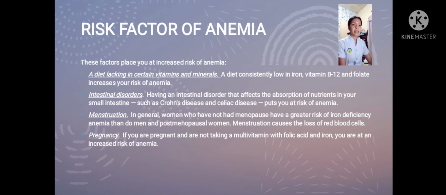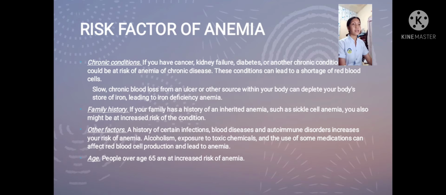The next is pregnancy. If you are pregnant and not taking a multivitamin with folic acid and iron, you are at an increased risk of anemia. The next is chronic conditions. If you have cancer, kidney failure, diabetes, or any chronic condition, you could be at risk of anemia of chronic disease. This condition can lead to a shortage of red blood cells. Slow, chronic blood loss from an ulcer or other source within your body can deplete your body's store of iron, leading to iron deficiency anemia.